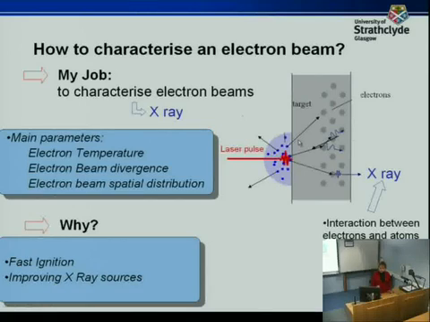As we can't probe it directly, we use an indirect way to probe it. Here you can see an example of how we can characterize the electron temperature and also the divergence and the spatial distribution of the beam by observing the X-rays generated when those electrons interact with atoms when they are traveling through solid targets. We are doing that for fast ignition, and also we can imagine improving X-ray sources.